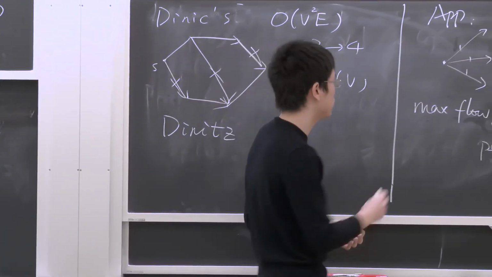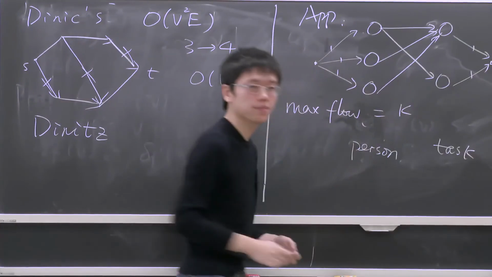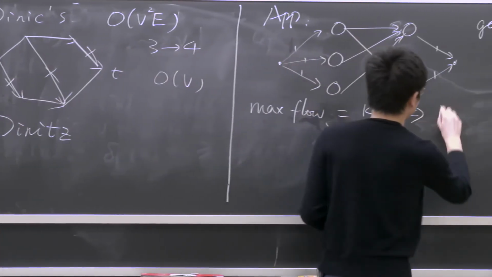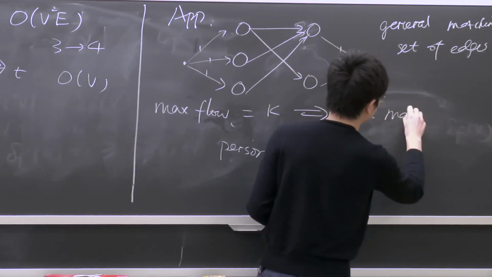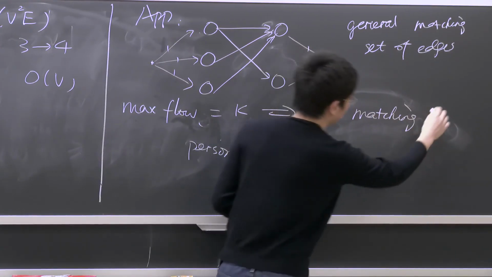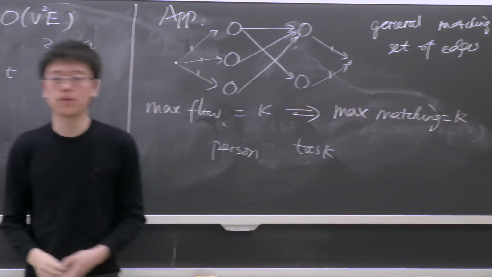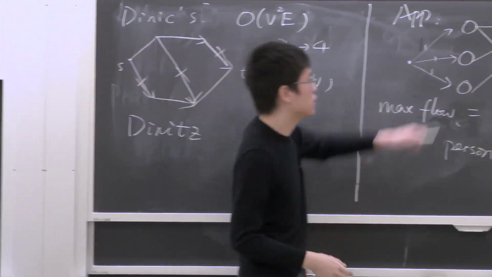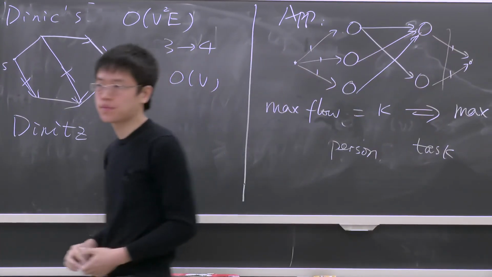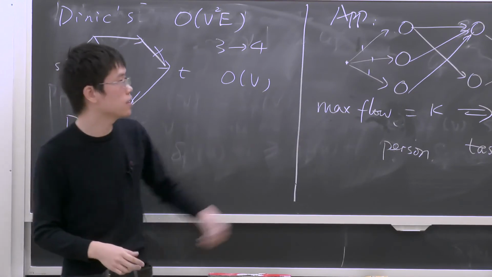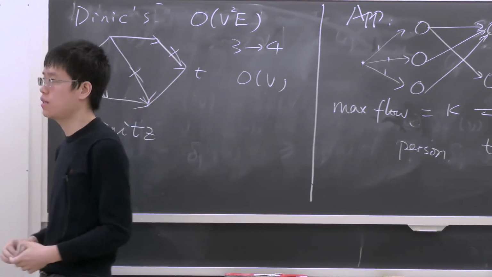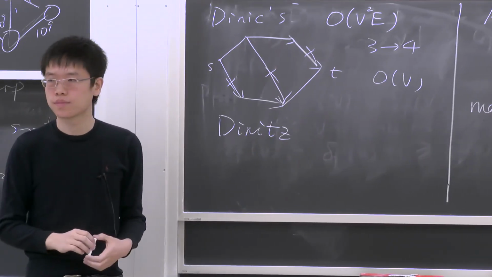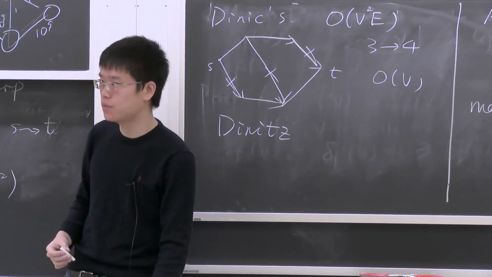So if the max flow is k, that means the max matching is also k, and we can get k tasks done. It's very easy to see because we can have a cut here. If the max flow is k, then clearly k tasks are taken care of. Any question about that?